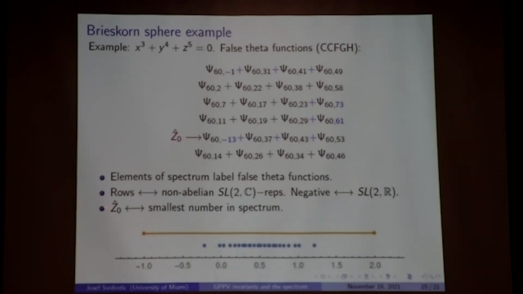And one important, interesting thing is that the Z0 actually corresponds to the smallest number in the spectrum. And not just the smallest number, but there is this, you asked about these red and blue numbers. So there is a natural action of Z2 times Z2, just the four element group, which gives you these groups of numbers.